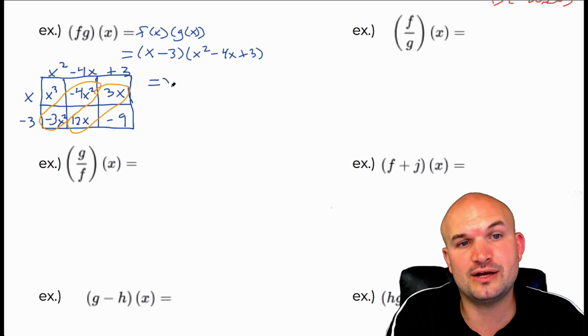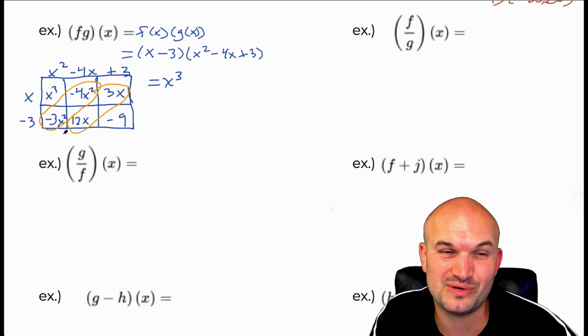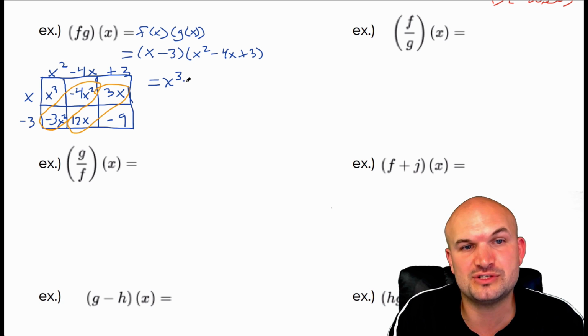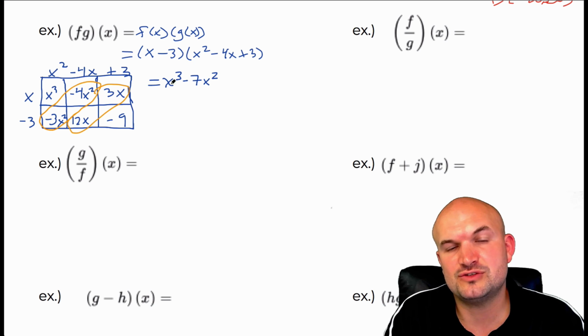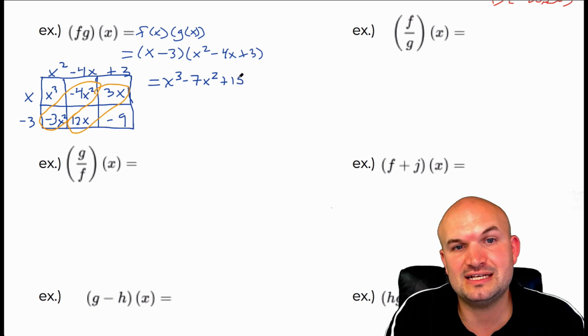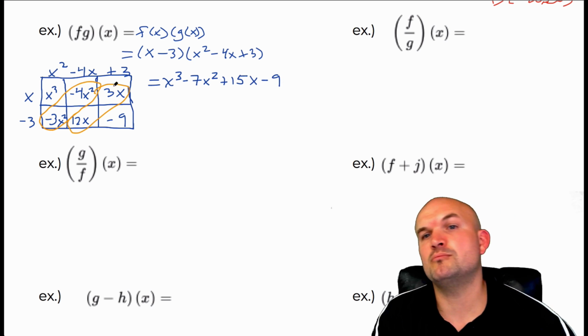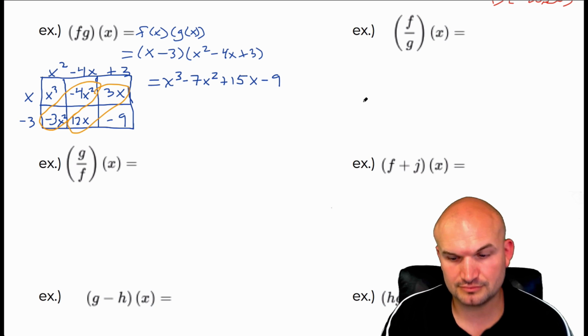So now I'm going to go ahead and write this out as x cubed. Now I can combine these as negative 3x squared minus 4x squared, which is going to be a negative 7x squared. 12x plus 3x is going to be a positive 15x, and then minus 9. Okay, so that is going to be your product of these two.